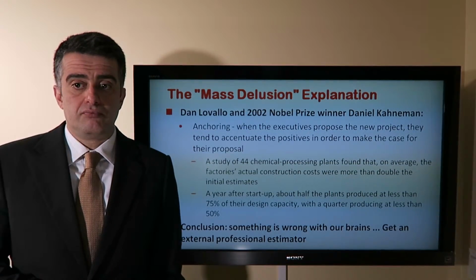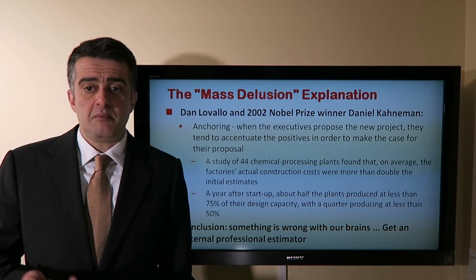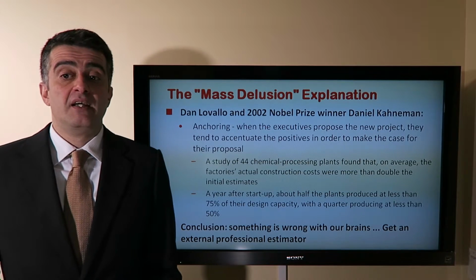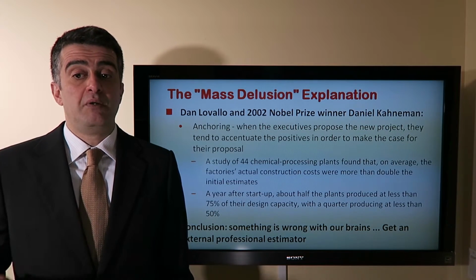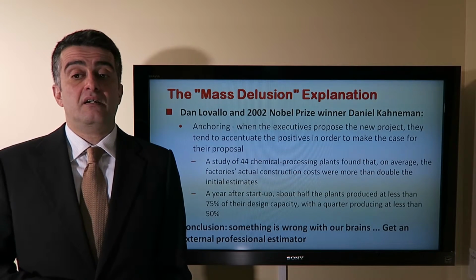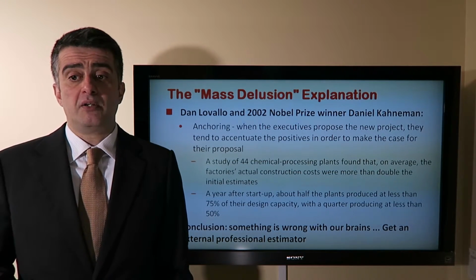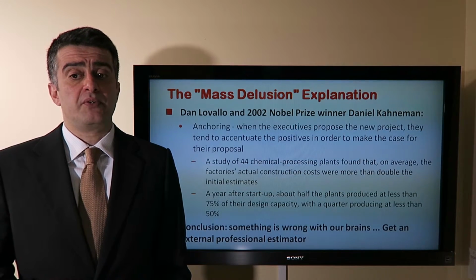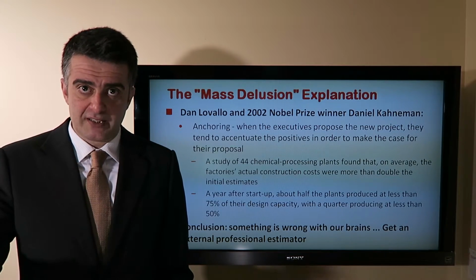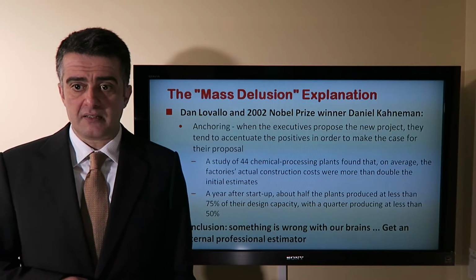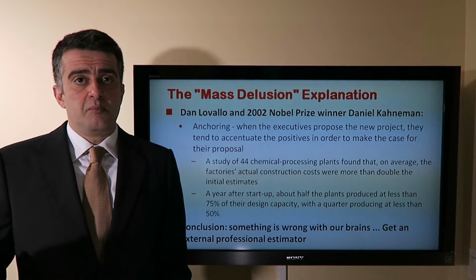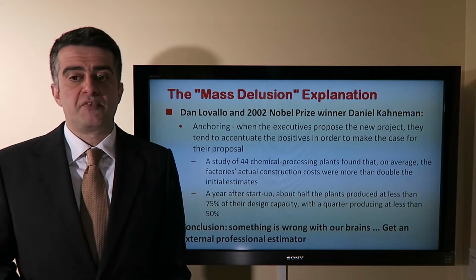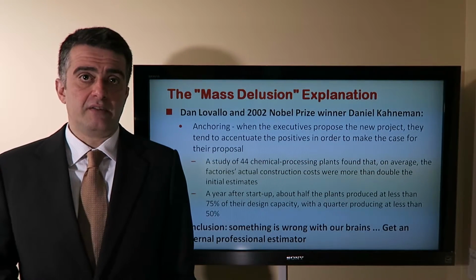And to support that statement, a couple of facts that they share. A study of 44 chemical processing plants found that on average, the factories' actual construction costs were more than double the initial estimates. And a year after the startup of those factories, about half the plants produced at less than 75% of their capacity, with a quarter producing at less than 50%. In a classical case, we overestimate our abilities and underestimate the complexity of the task. Their conclusion, put in simple words: something is horribly wrong with our brains, and you have to get an external professional estimator to adjust for that.